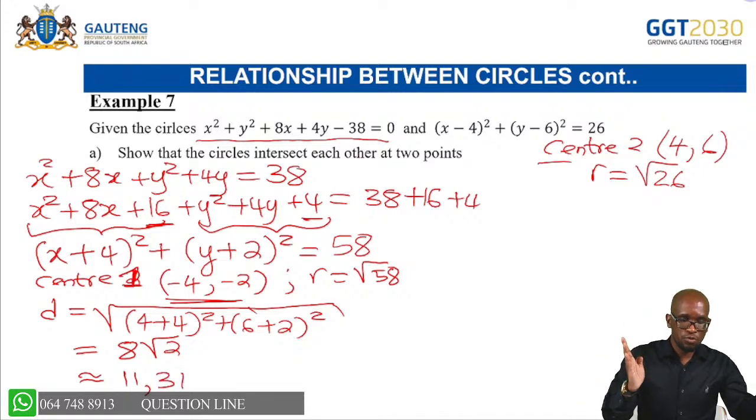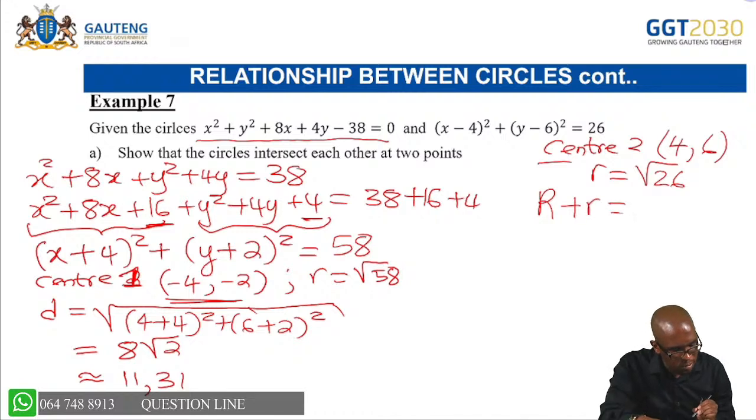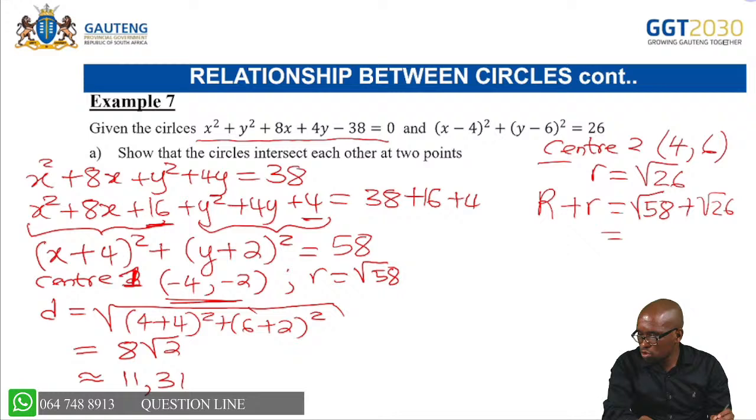I've worked out the two centers. I now know the distance between the centers. Now I'm going to work out the sum of the radii, r plus r. In this case, my r plus r would be square root 58 plus square root 26. If you add the two, you're going to get 12,71.